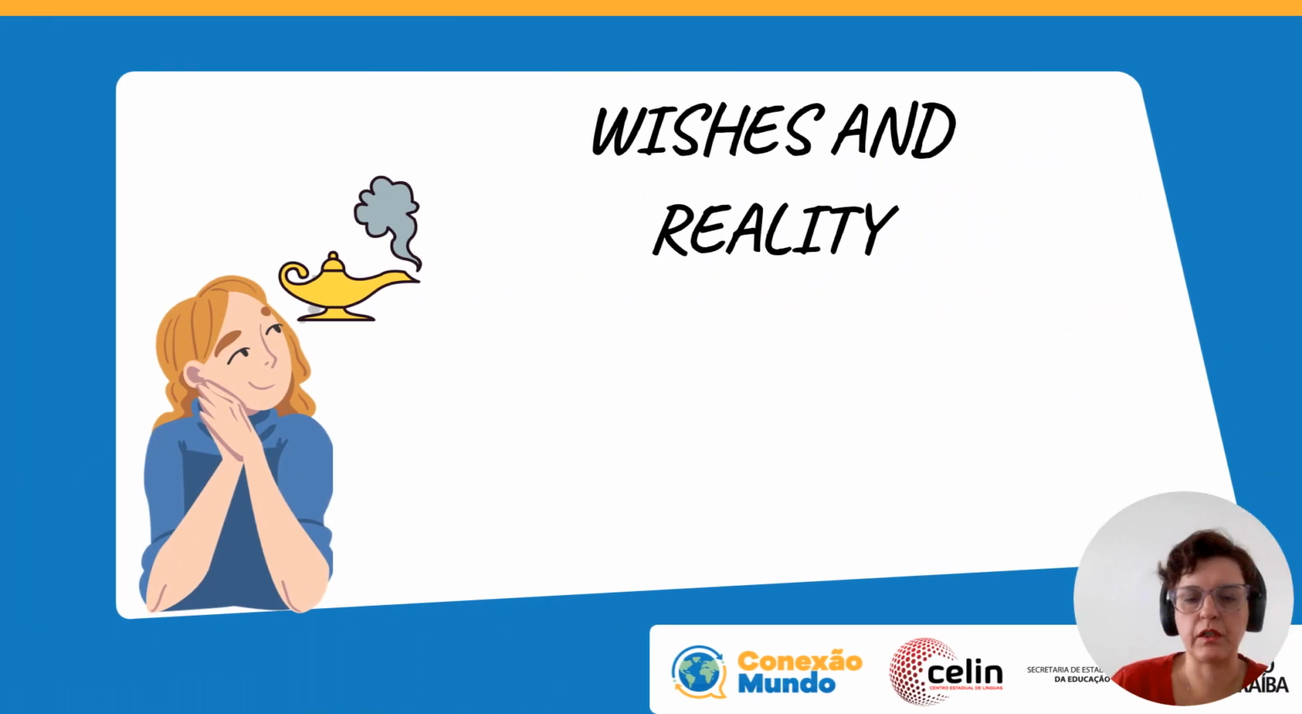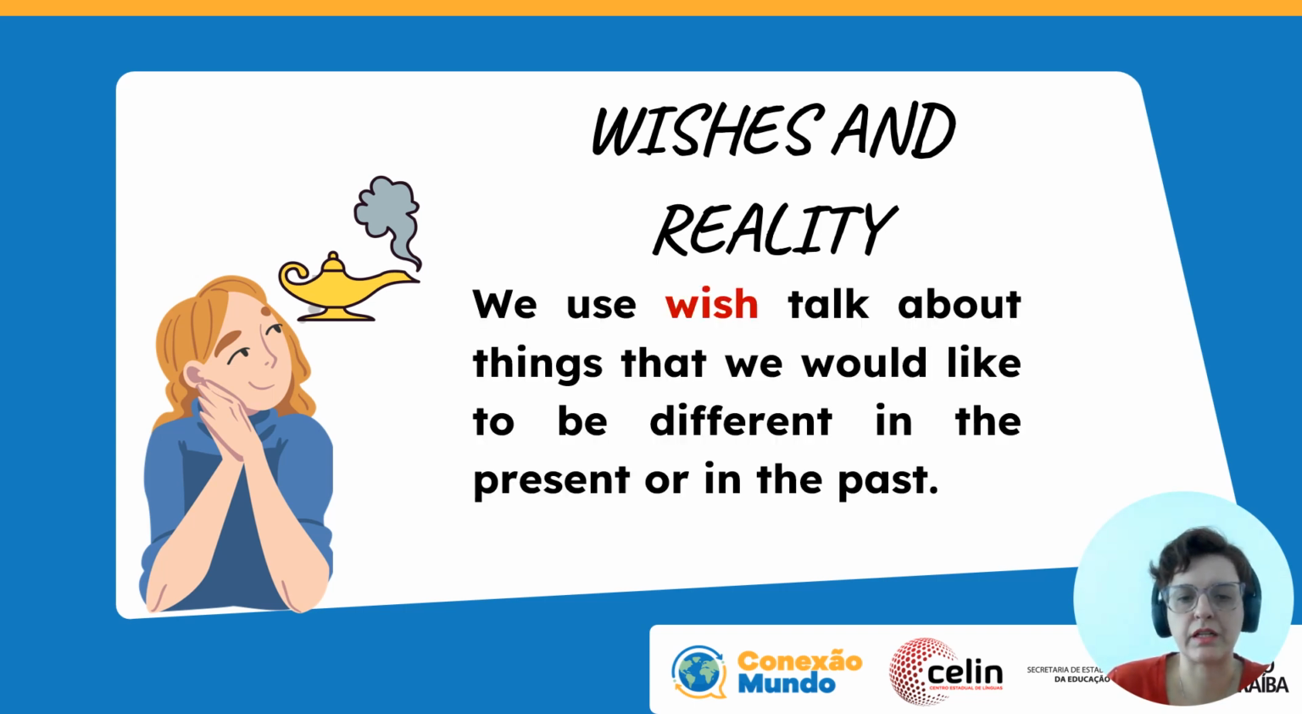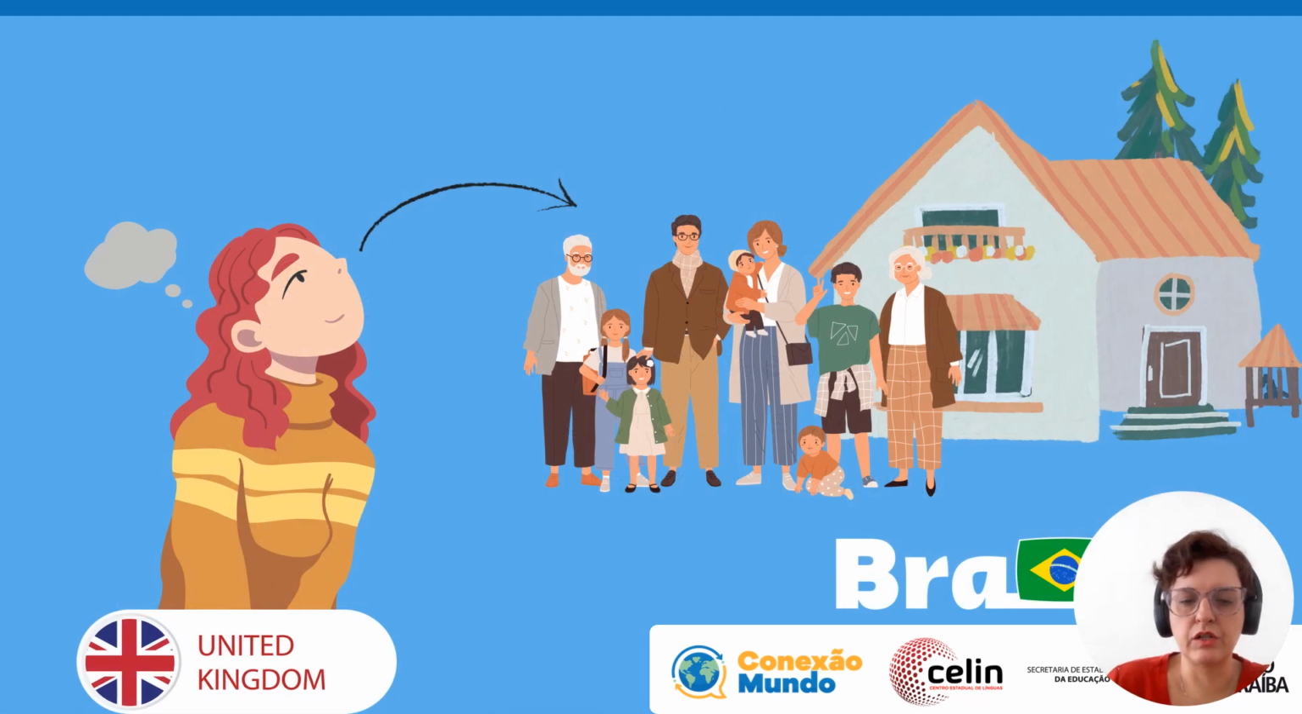Now, wishes and reality. Look, in the picture we have a genie lamp, and when you look at that, you remember that we're talking about wishes, things that we wanted to have or things that we wanted to happen. We use wish to talk about things that we would like to be different in the present or in the past. Okay? Look, Brazil and United Kingdom, what is she thinking about?